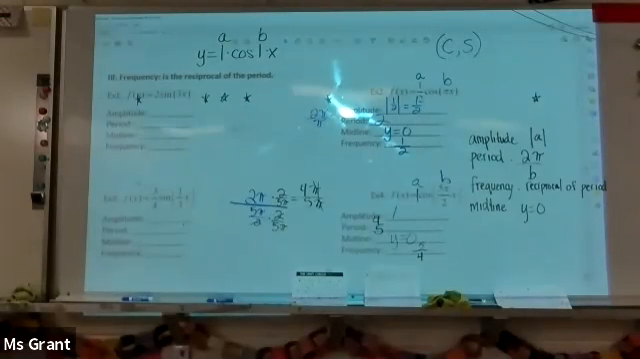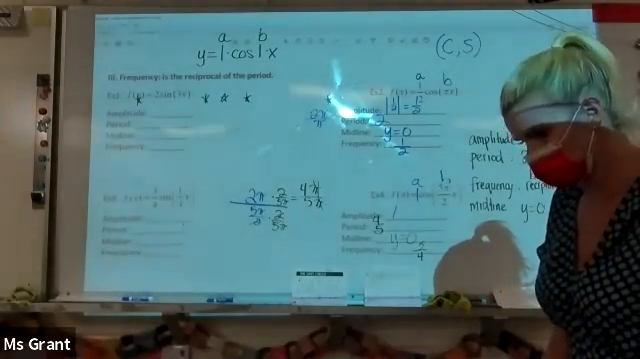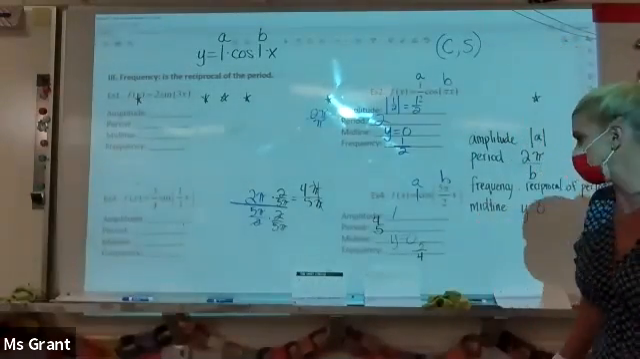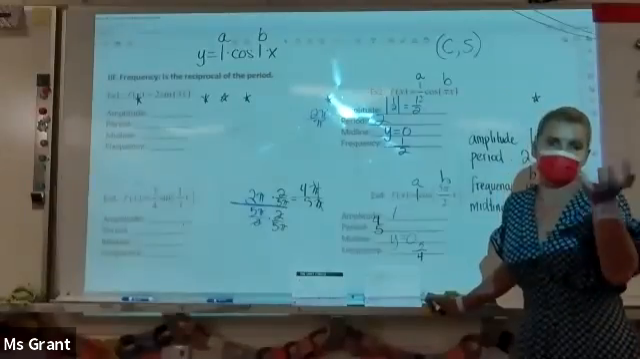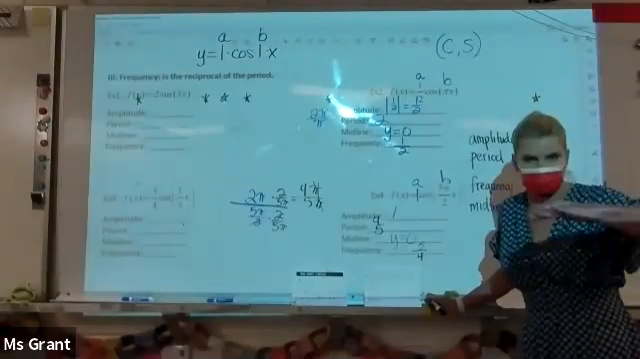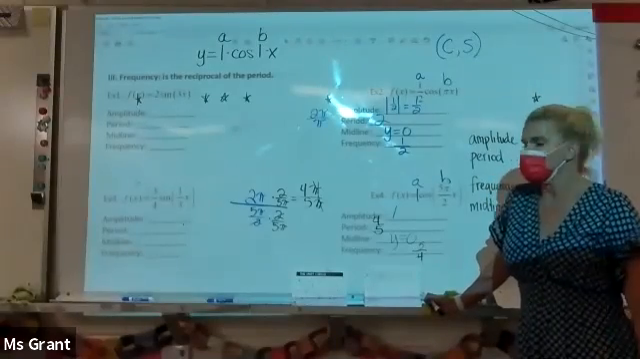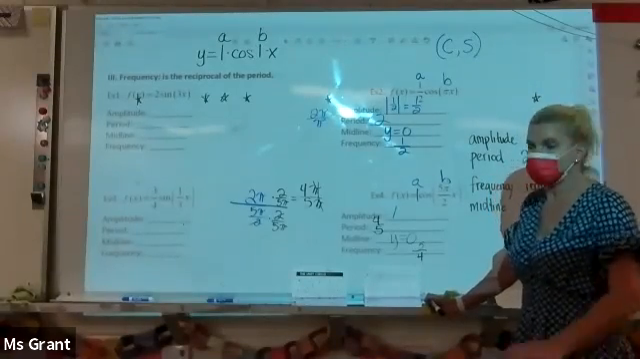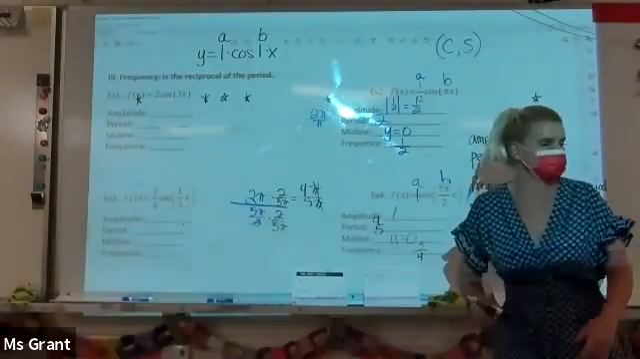Miss Grant, how would you find midline, or is it always y equals 0? It's always y equals 0 for the midline. We're not going into more detail than that in this class. In pre-calculus, things will be transformed and shifted up and down. But it's going to be y equals 0 for all of these.